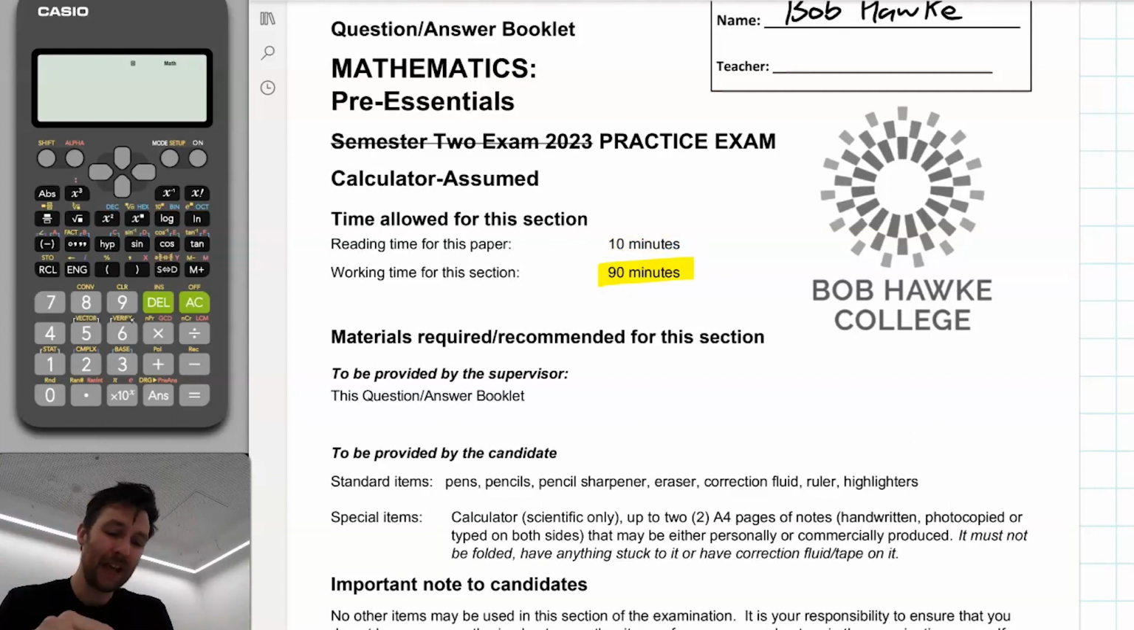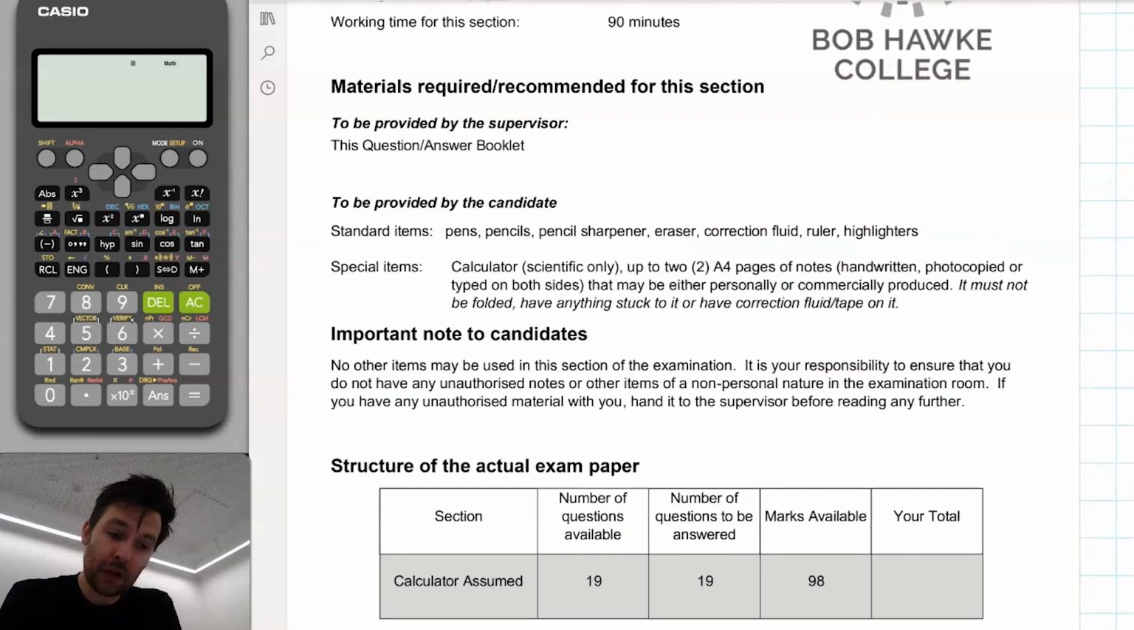And you are allowed to bring in 2 pages front and back of notes, so 2 A4 pages of notes. Just make sure you don't have anything stuck to it, no whiteout on it, just to make sure that that fits the regulations that we've set up. And I'll talk a little bit about what could go in your page of notes.